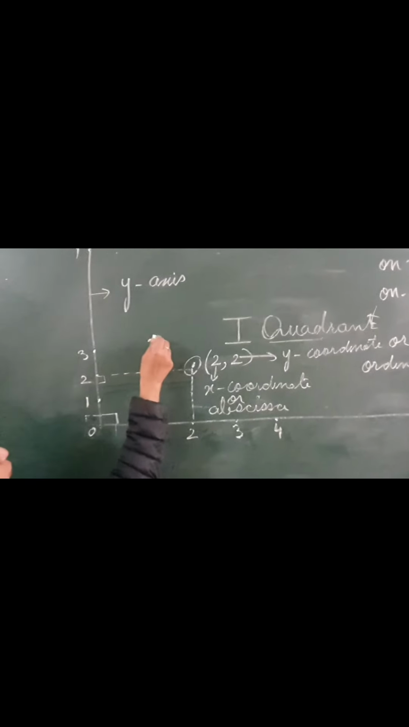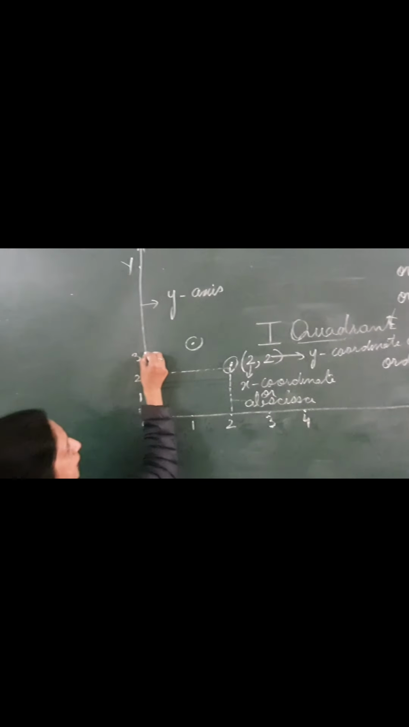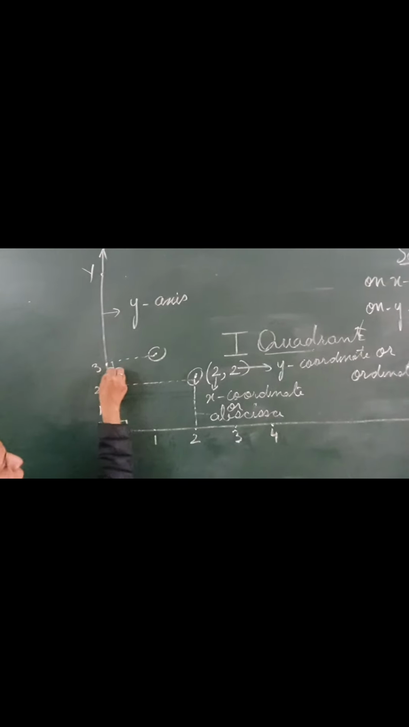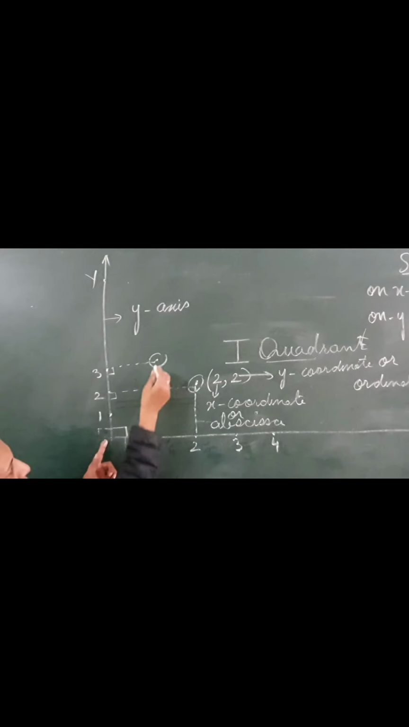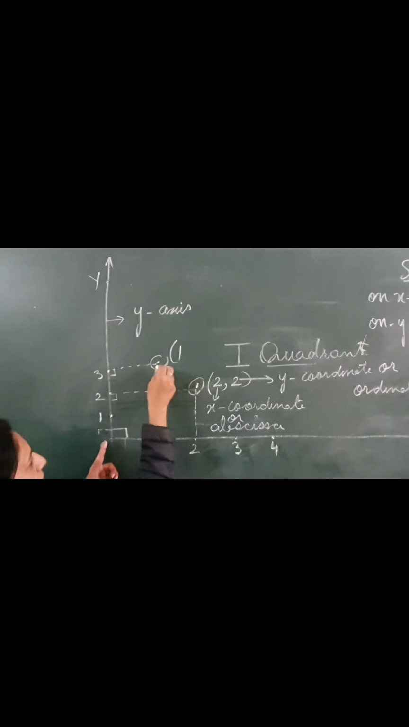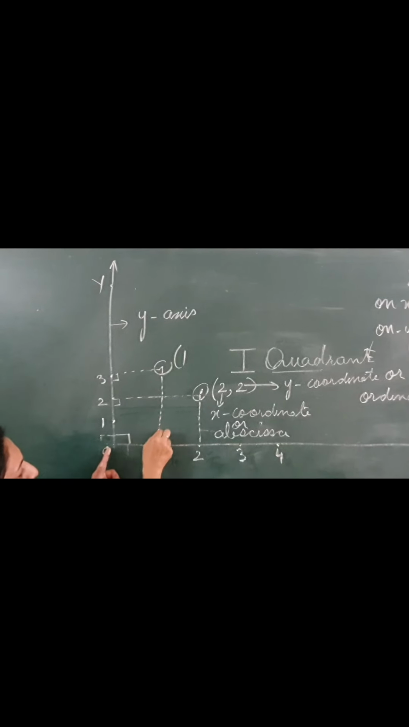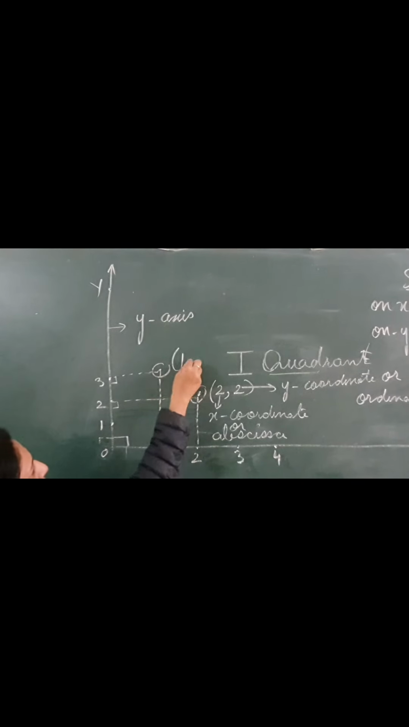Another example I can take up. Let's say we have one more point here on this plane. Now, the distance of this point from the y-axis is 1. And the distance of this point from the x-axis is 3.